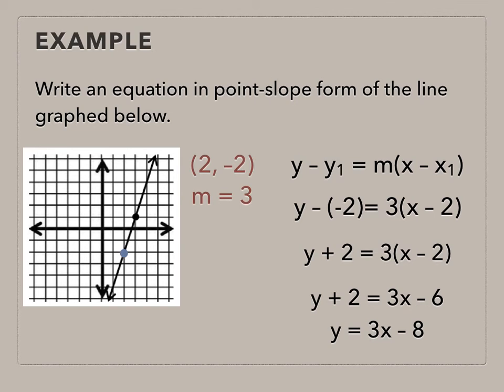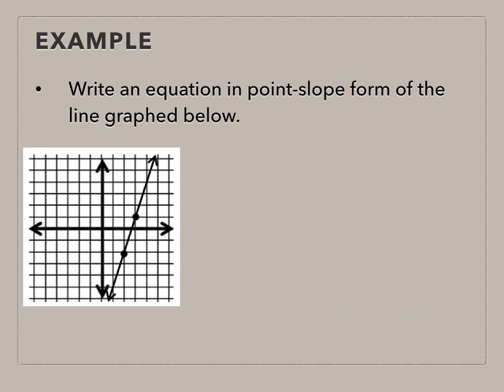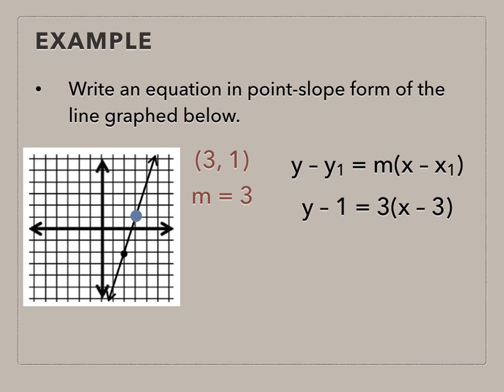We're going to solve this same problem, but using the top point, and hopefully we'll get the same equation. All right, so here's our top point, which is 3 comma 1. Slope is still 3. Same formula, but this time we're plugging in 1 for y1 and 3 for x1. And we will distribute the 3 inside the parentheses and add 1 to both sides. Notice it is the same equation, no matter which point you chose. So that was a little review of point-slope form of a line.